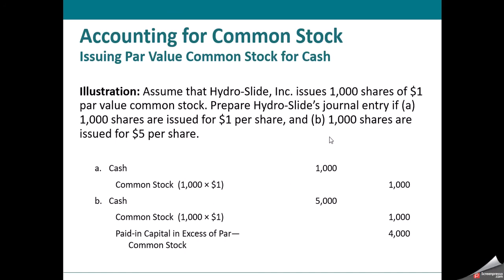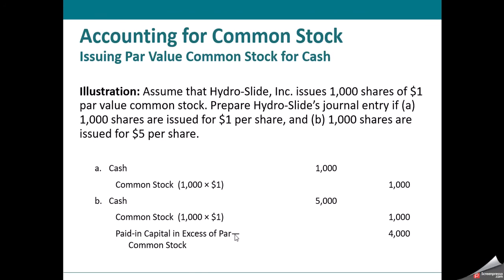Now, chances are they're going to sell it for more than the par value. So let's say they are issued them out at $5. So then now they'll receive $5,000, $5 times 1,000 shares. We still only put the par value to the common stock account, and then anything over par value goes to the paid in capital in excess of par. Again, so you could abbreviate that PIC.